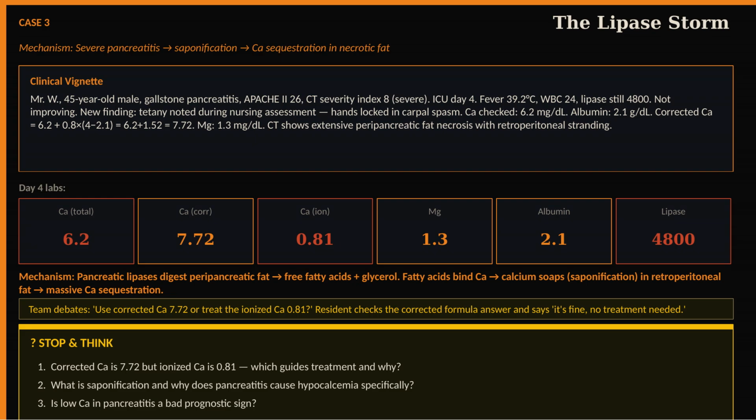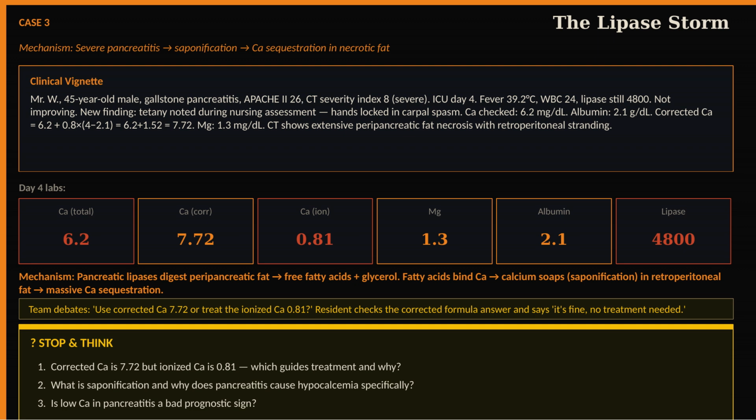Fever of 39.2, white count 24, lipase still 4800. Then, during a nursing assessment, his hands lock into carpal spasm. Tetany. Calcium comes back 6.2 total, but his albumin is a low 2.1, so corrected that's 7.7. His ionized, though, is 0.81. Magnesium 1.3. The CT shows extensive parapancreatic fat necrosis.